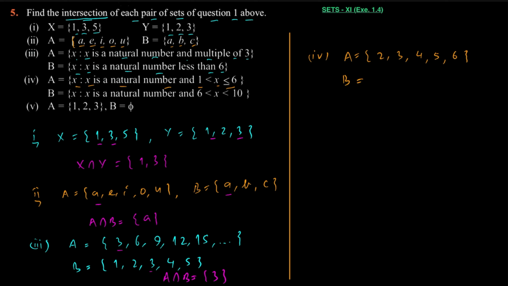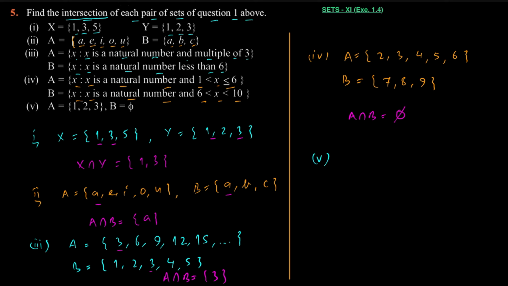And we have set B, where x such that x is a natural number and x is greater than 6 but less than 10. So here we are going to enlist natural numbers which are greater than 6 but less than 10. 7, 8, 9. So what is A intersection B in this case? So in these two sets, there are no common elements whatsoever. So A intersection B in this case will be an empty set, that's phi.